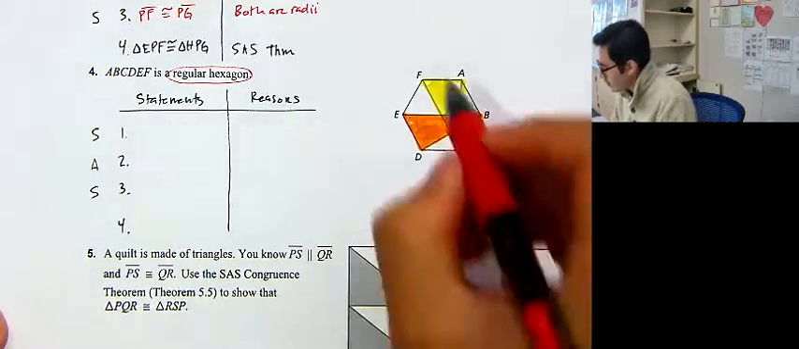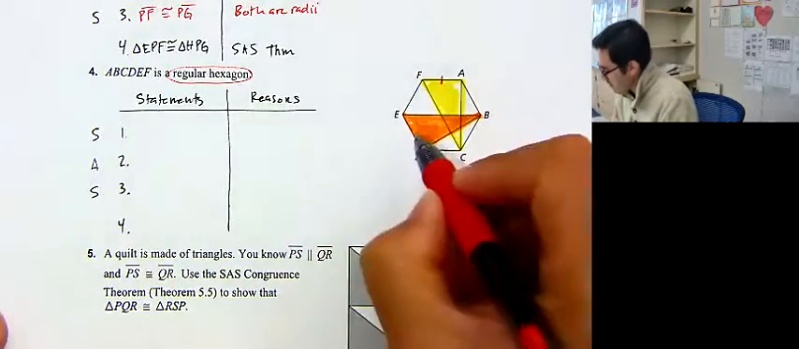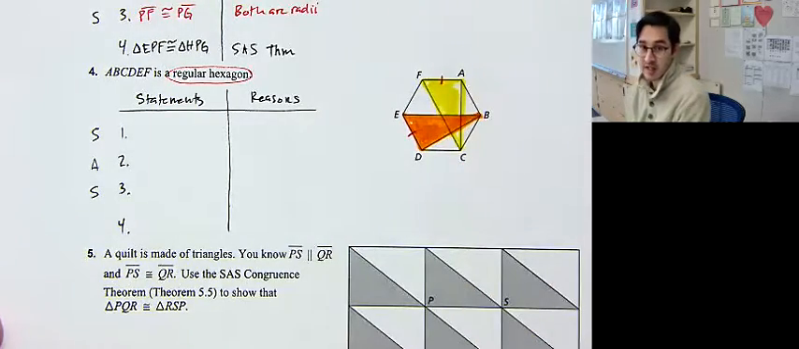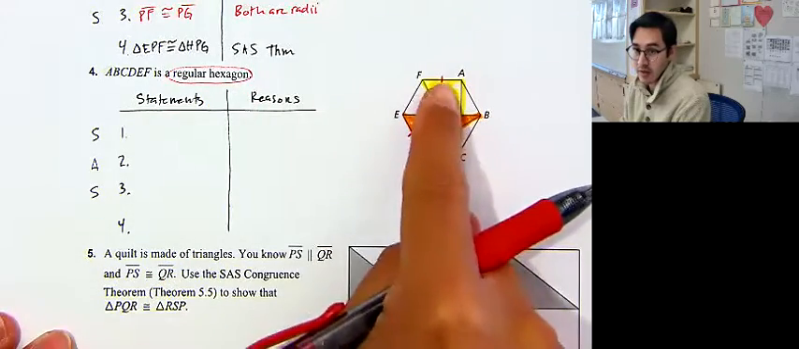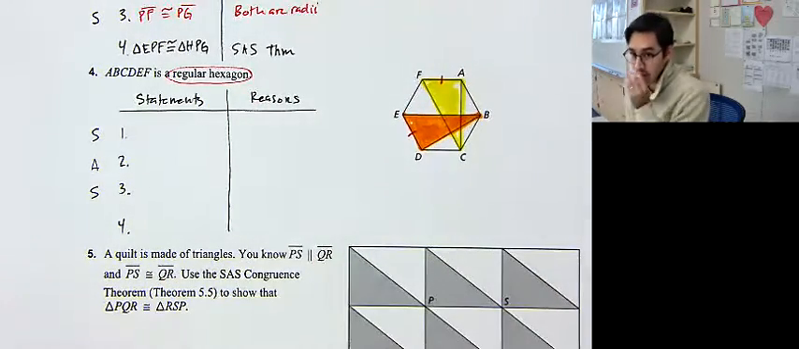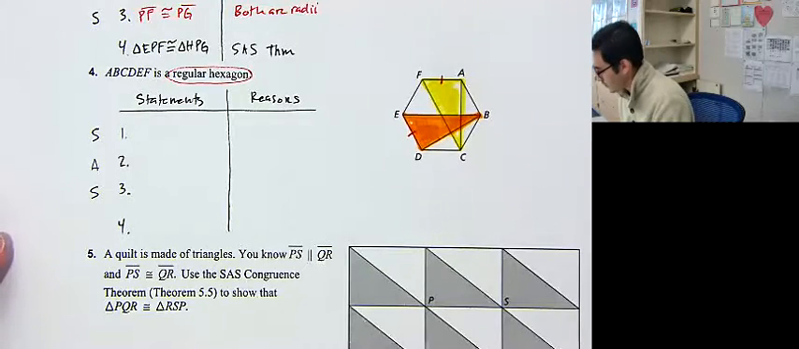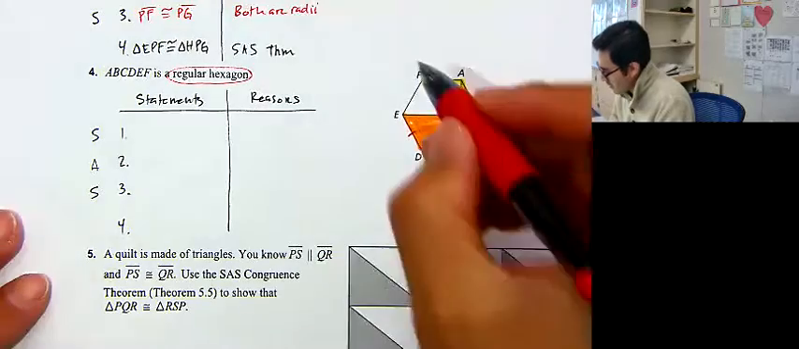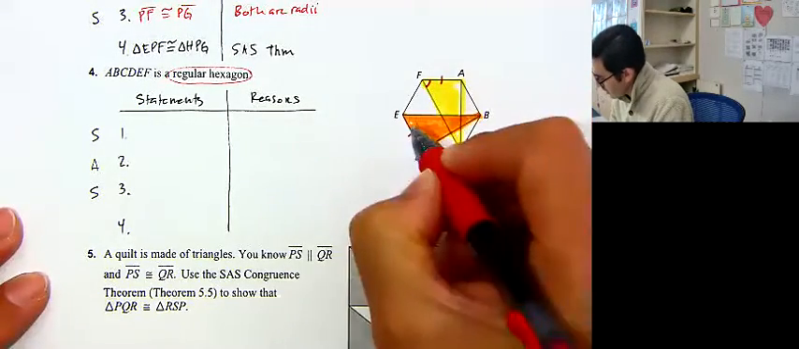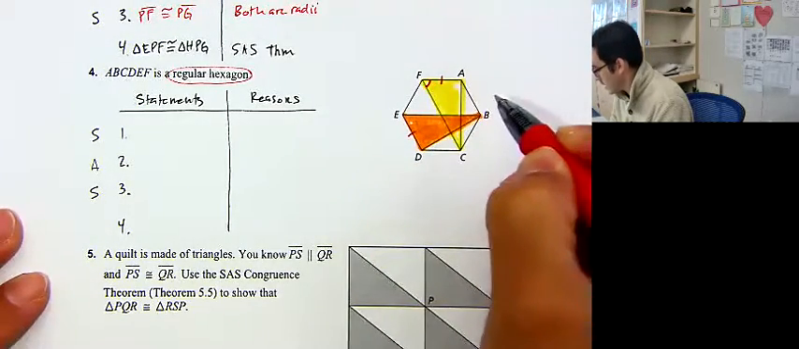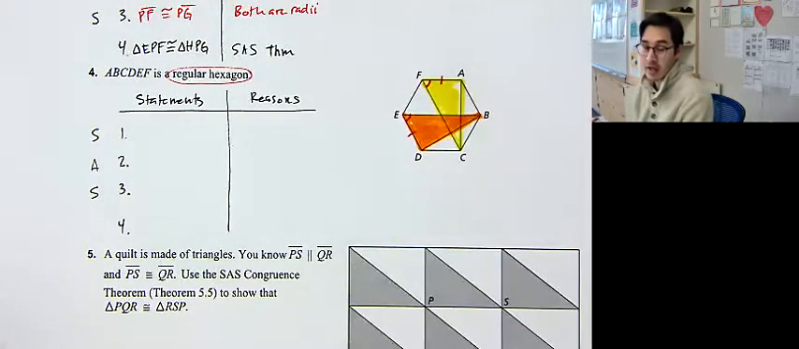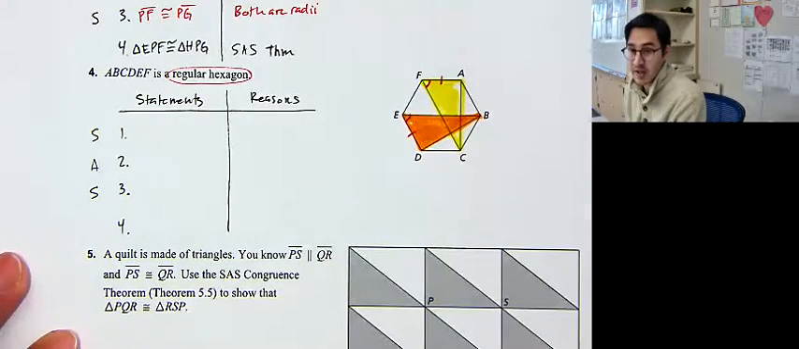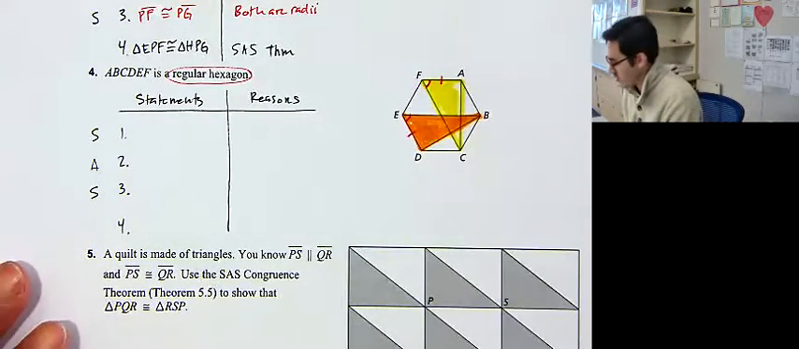So I'm going to start by saying that the side AF is congruent to the side ED. And again, that's just using the definition of a regular hexagon. These are both sides on the perimeter of the regular hexagon. Next, I think I want to say that this angle here is going to be congruent to this angle here. Again, because in a regular hexagon, all the interior angles would be congruent as well.